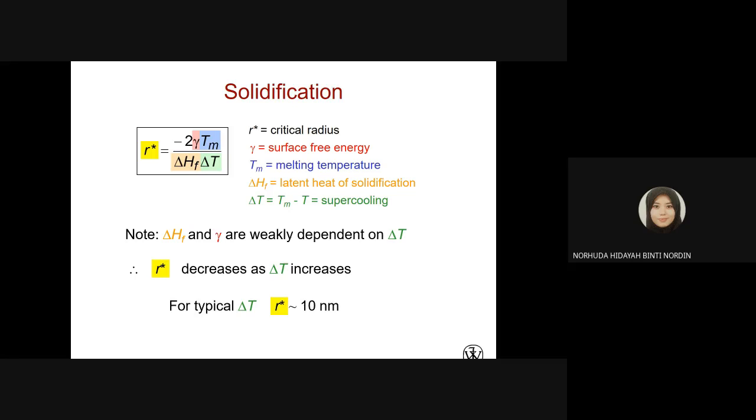If you want R to increase, you need to reduce delta T. So R decreases as delta T increases. R is the radius of the crystal growth. If you want the crystal to grow small in size, you need to increase delta T.